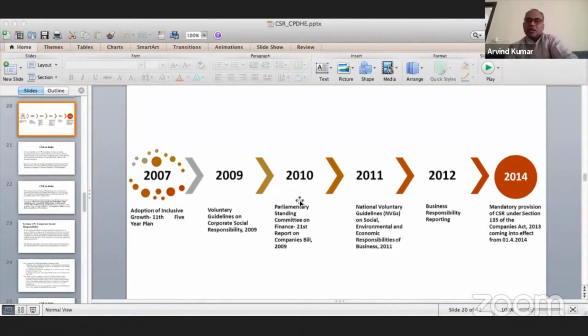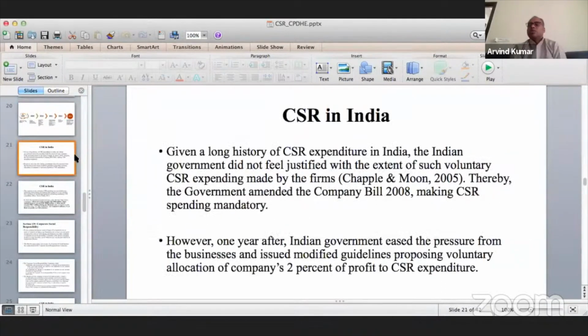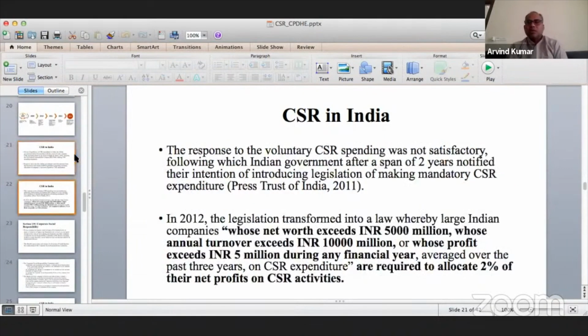So you can see the milestone. Significantly, it started from 2007 and came into practice by 2014. I can also share the important section. When we look at the Companies Act 1956, CSR was not there, but the Companies Act 2013, the same act, was amended in the year 2013, and significantly CSR was added. So there is a whole legislation about that.